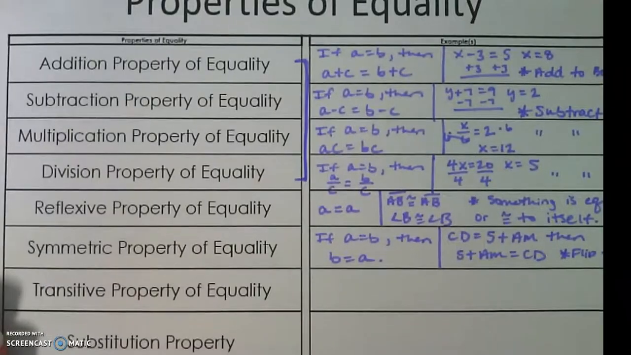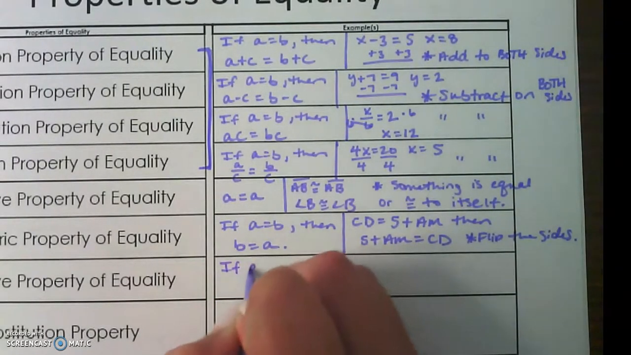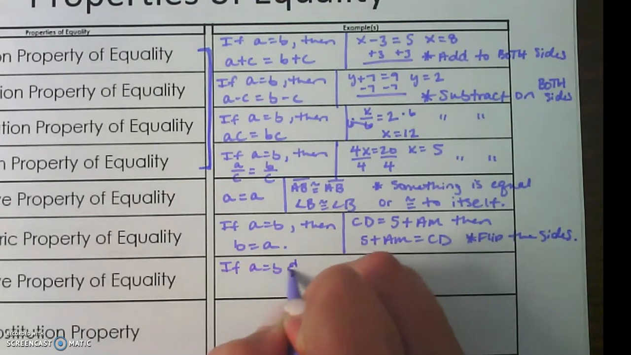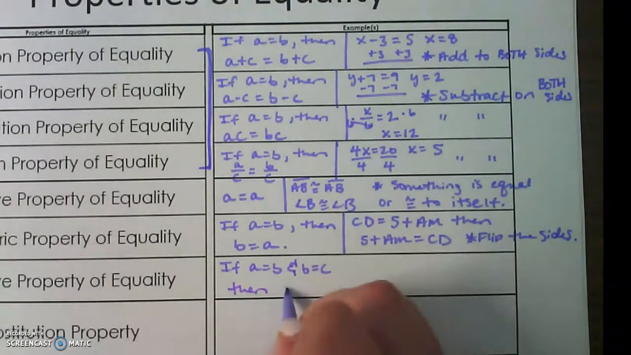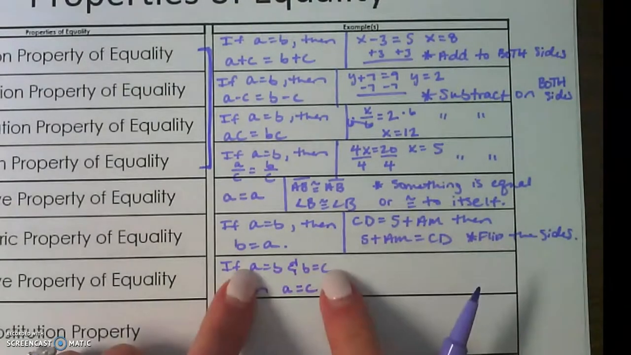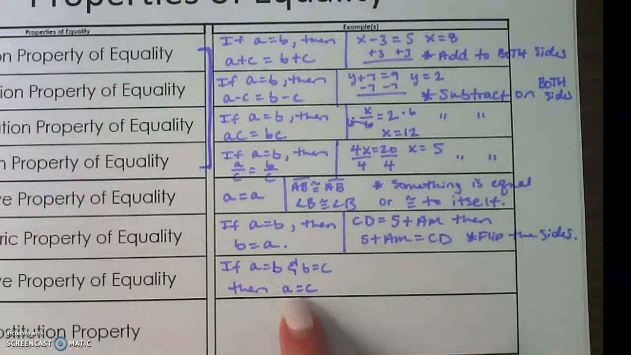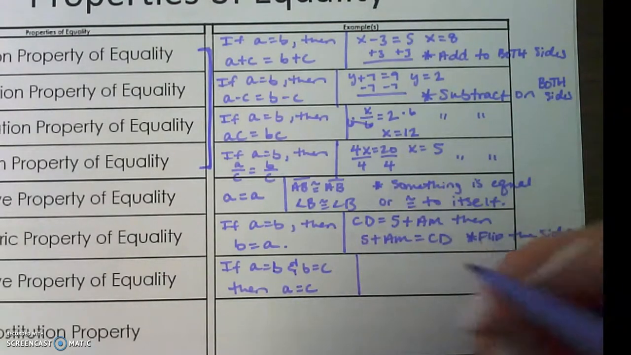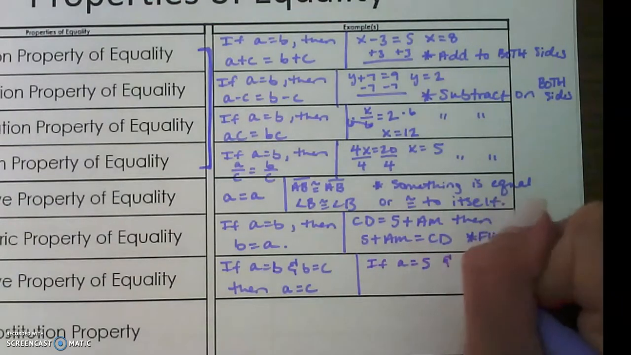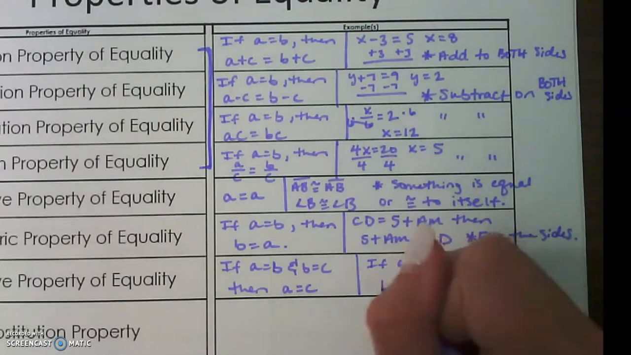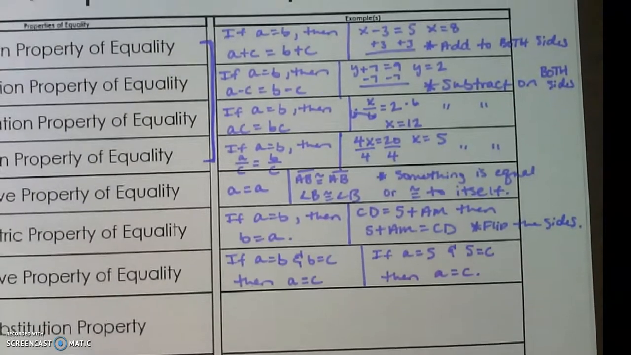So transitive property of equality. So if A is equal to B and B is equal to C, then we're able to conclude that A is equal to C. So because A and C are both equal to the same thing, B, we're able to conclude that A is equal to C. So if we come over here for another example, let's say if A is equal to 5 and 5 is equal to C, then A is equal to C because they're both equal to that 5. They're both equal to the same thing.